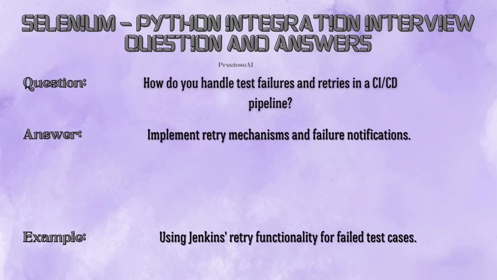Next question is: how do you handle test failures and retries in a CI/CD pipeline? And the answer is implement retry mechanisms and failure notifications, for example using Jenkins retry functionality for failed test cases.